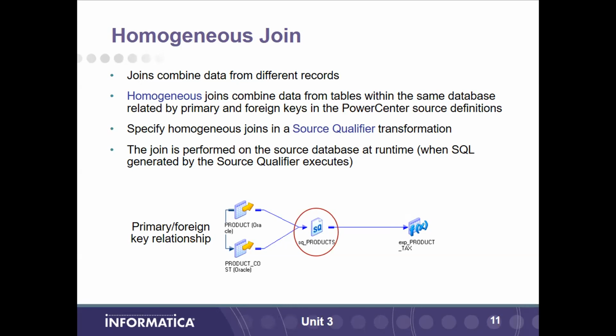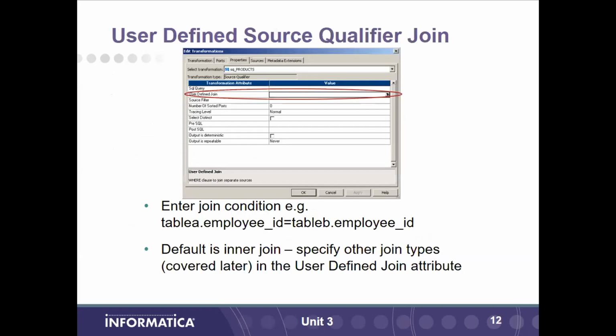If I want to join the claim table with the loan table, I have to perform a join. This join I'm going to call a homogeneous join. The opposite of this is a heterogeneous join. We'll discuss that when we talk about joiners. But for now, understand that when the join is performed on the same source database at runtime, you call it a homogeneous join, and we can perform it among two relational objects which are from the same source instance. And for that, we can use the source qualifier transformation.